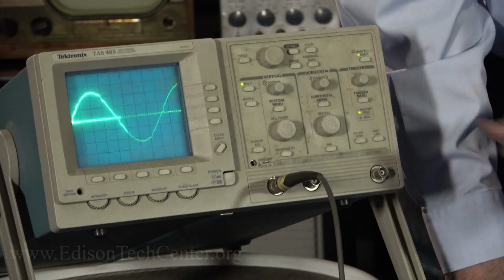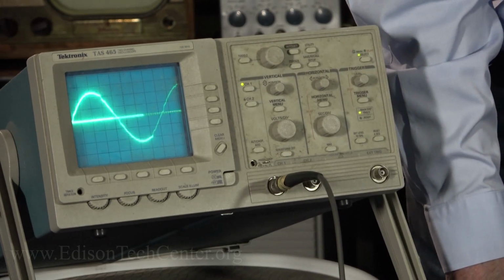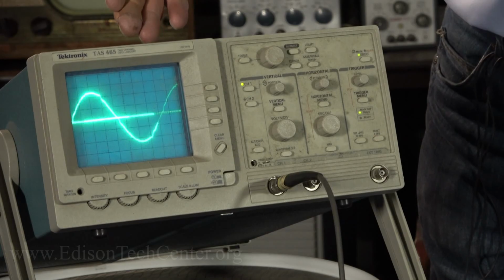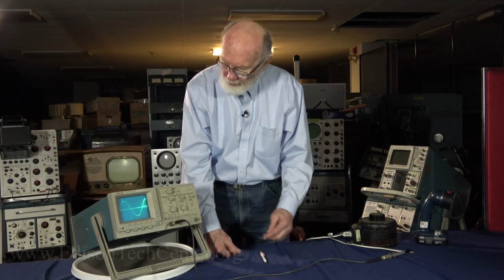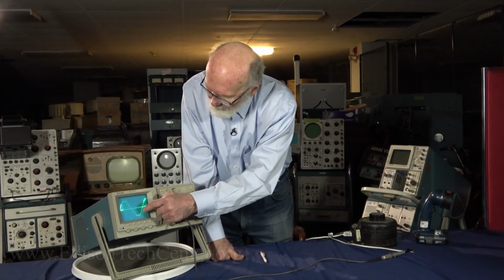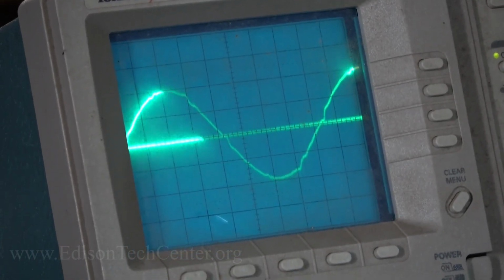total displacement here. All of this has to be very linear for a scientific instrument. One of the simple things that you can see here is this is really just a picture of the AC waveform coming out of the wall.